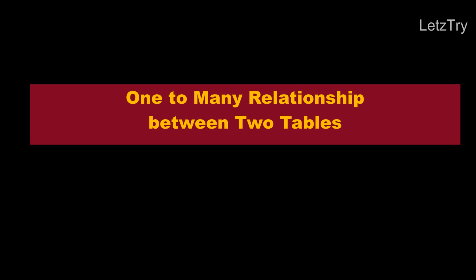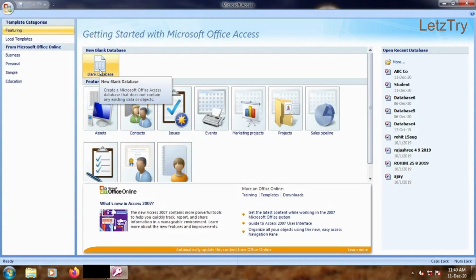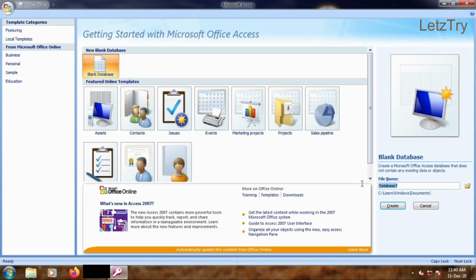Let us see how to build one-to-many relationship in MS Access. Know that in one-to-many relationship, only first table will have primary key. This is the start page of MS Access. Click blank database and create a new database. Here I create my company database.